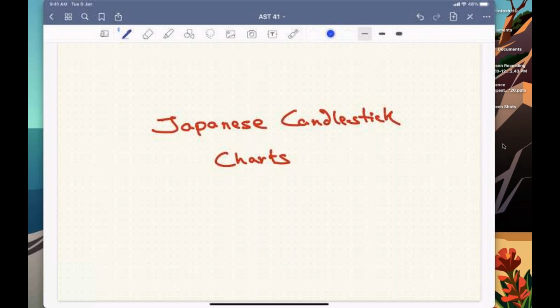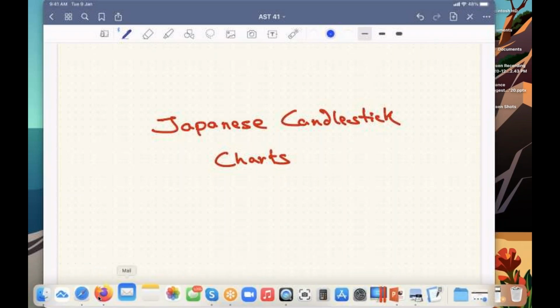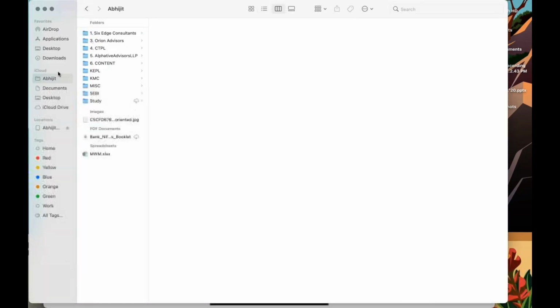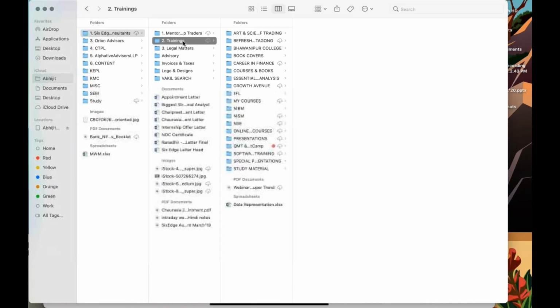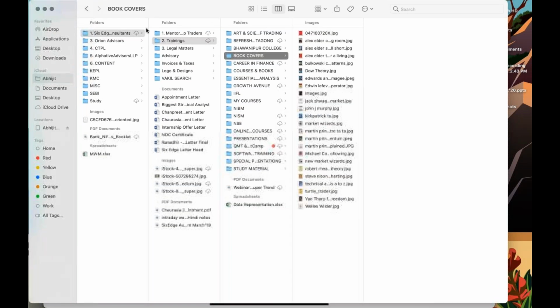And so there's this person named Steve Nison who visits Japan and finds out these unique charts, and he figures out some manuscripts. He manages a translator, translates the concepts, and comes back and writes some amazing book about the Japanese candlestick charts, which essentially introduces the Japanese candlesticks to the Western world.